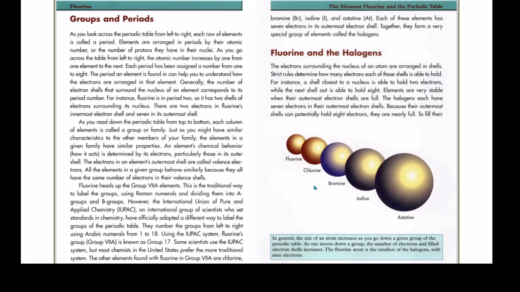Some scientists use the IUPAC system, but most chemists in the United States prefer the more traditional system. Other elements found with fluorine in group VIIa are chlorine, bromine, iodine, and astatine. All these elements have 7 electrons in the outermost electron shell. Together, they form a very special group of elements called the halogens.